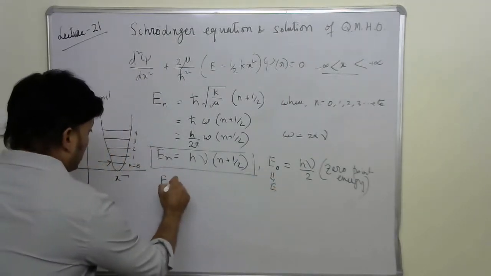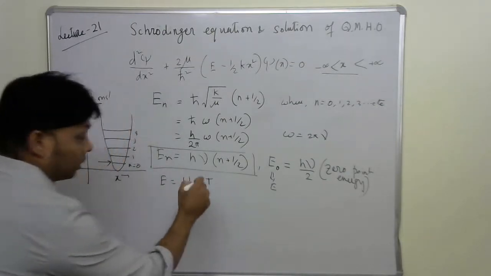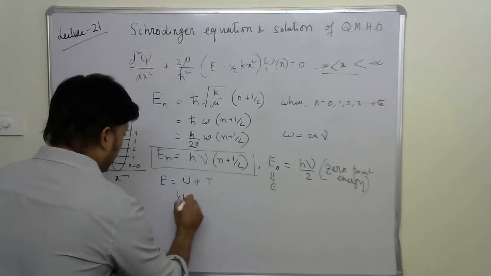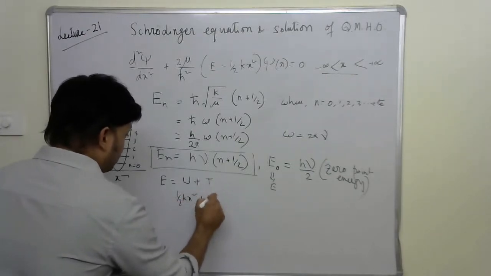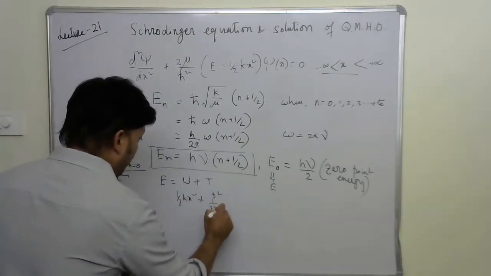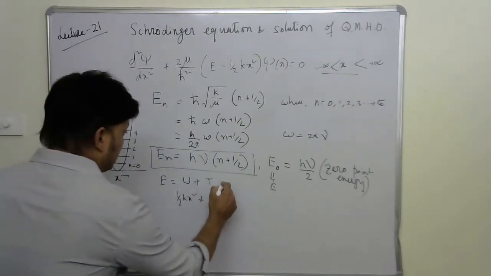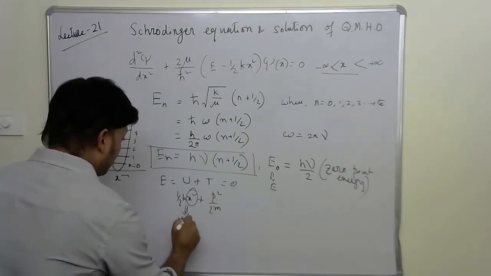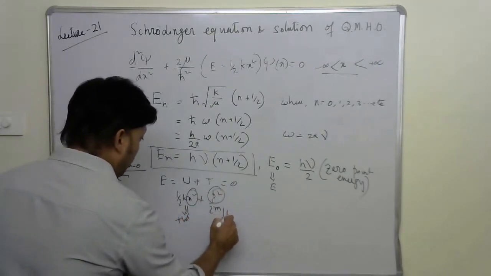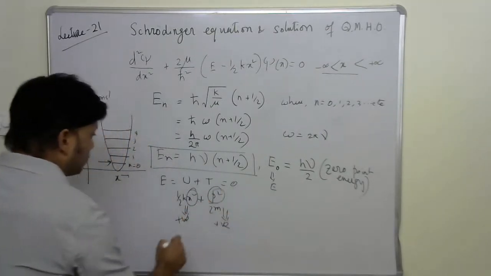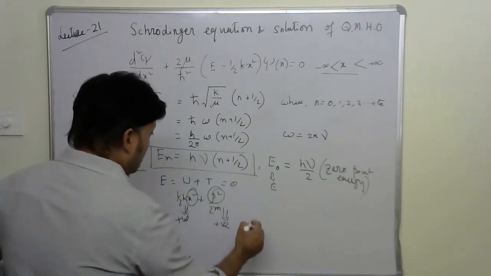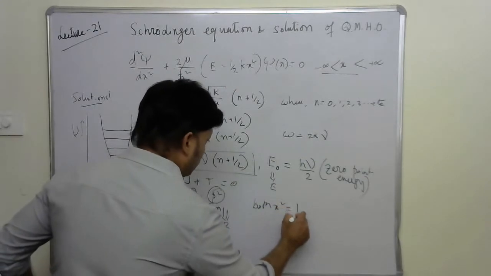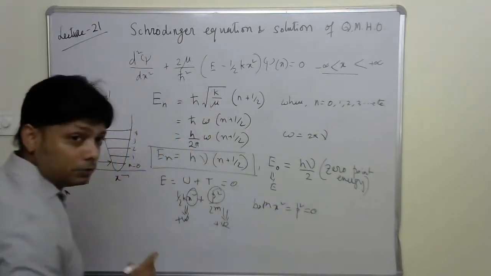We know E is equal to U plus T, potential energy and kinetic energy. Potential energy can be given as half k x square, and kinetic energy is p square by 2m. Now you see that this is a square value, positive, and this is also a square value, positive. The summation of two positive values being equal to 0 would mean that both x square and p square should be equal to 0.